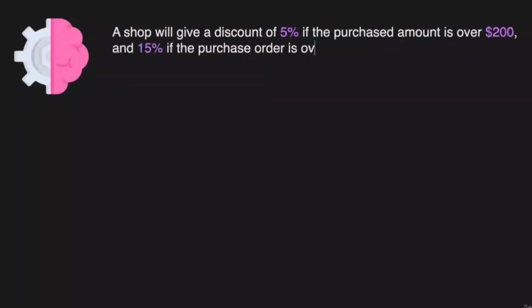Welcome to this challenge. In this part, we are going to practice what we have learned till now in Python. A shop will give a discount of 5% if the purchase amount is over $200 and 15% discount if the purchase is over $500. So we have a shop, and if the purchase amount is over $200, we give 5% discount, and if the purchase amount is over $500, we give 15% discount.